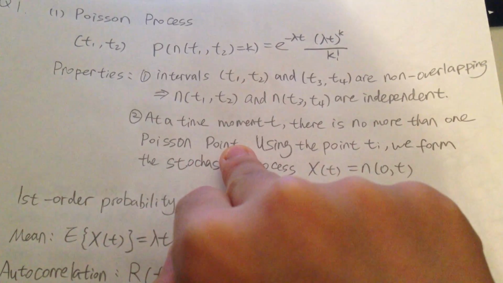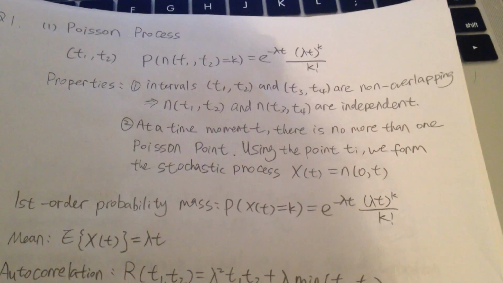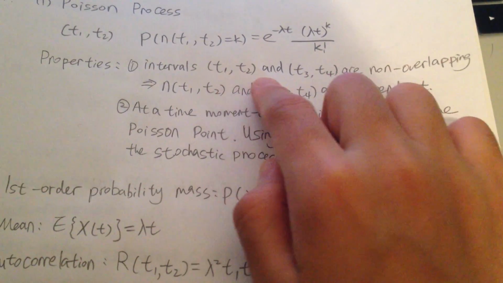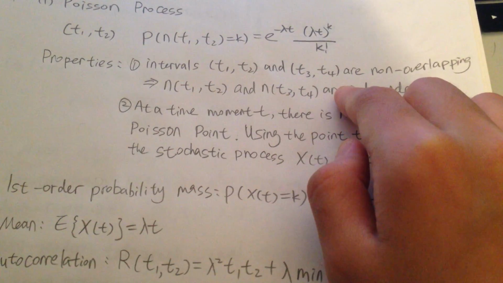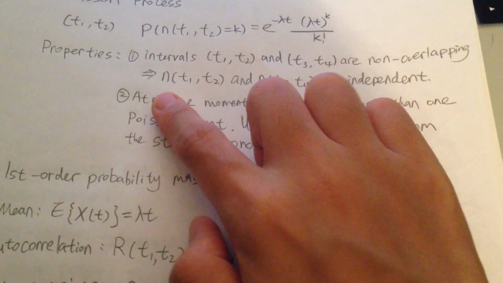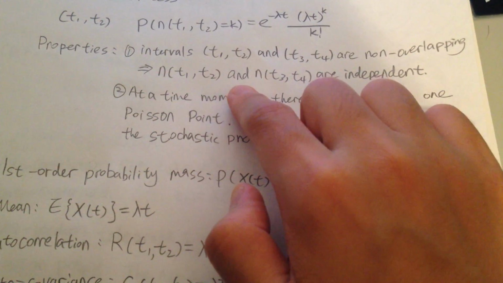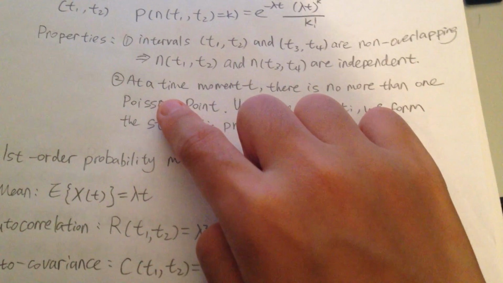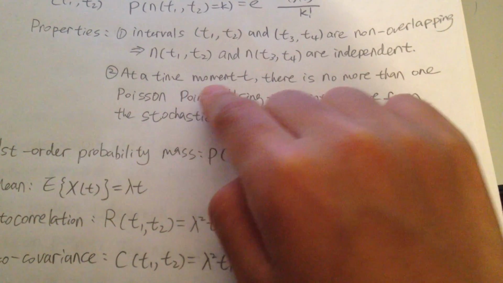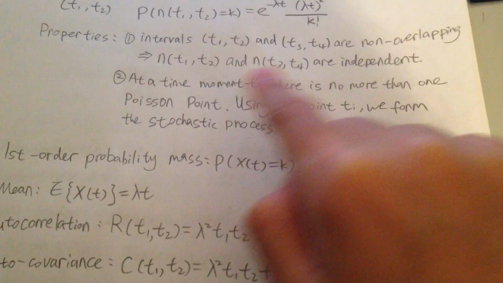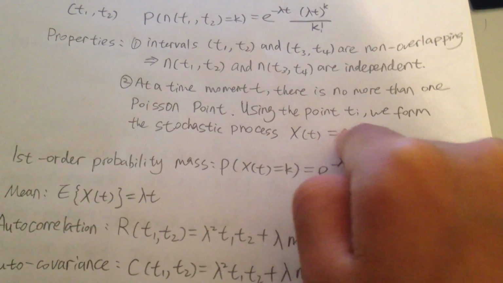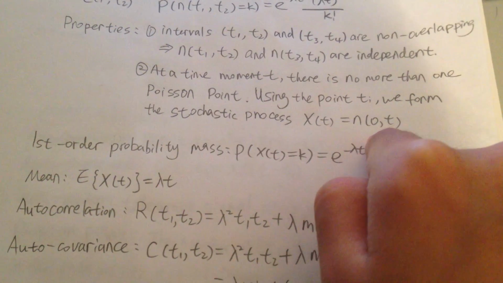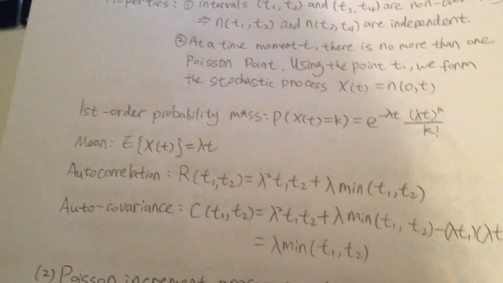We have two properties for this process. The first property is that if the intervals (t1, t2) and (t3, t4) are non-overlapping, then n(t1, t2) and n(t3, t4) are independent. The second property is that at a time moment t, there is no more than one Poisson point. Using the points ti, we form the stochastic process x(t) equals n(0, t).